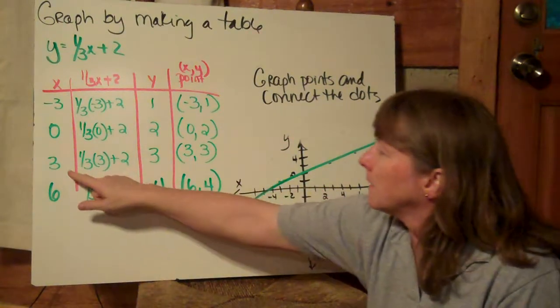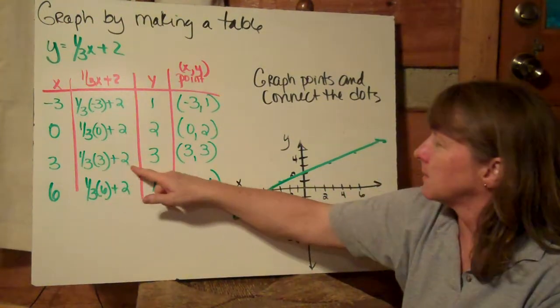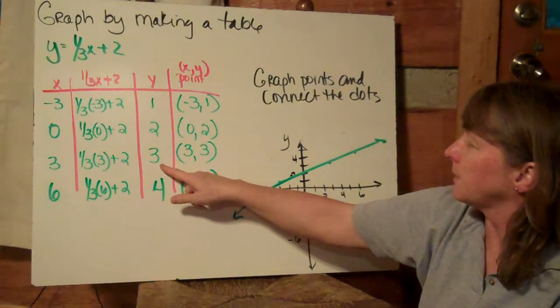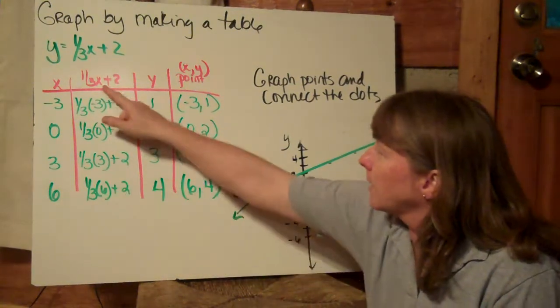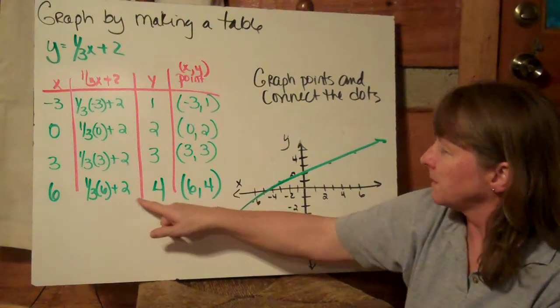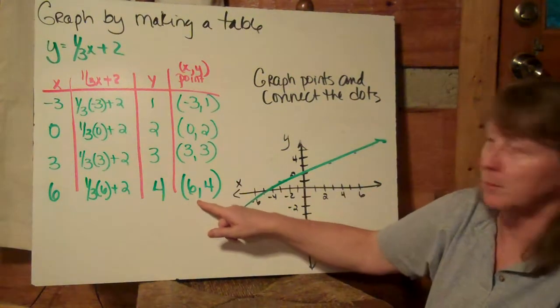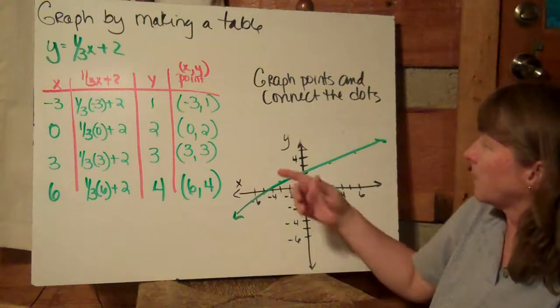Here I can put 3 in for x, solve it, and I get 3 for y, so that point is 3, 3. Put in 6 for x and solve it, and I get y equals 4, so the point is 6, 4. Now, what do we do?